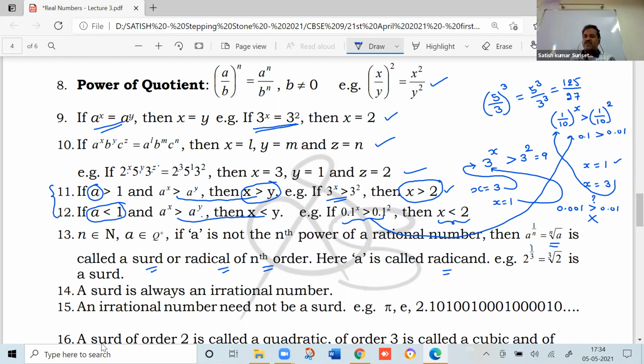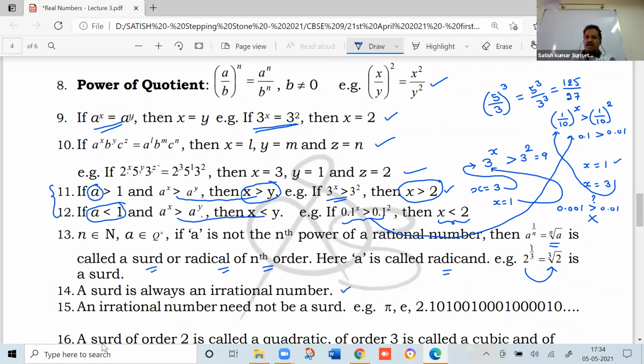Now, when I write 2 to the power of 1 by 3, I can write this in surd form. This is the exponent form and this is the surd form. So 2 to the power of 1 by 3 is the exponent form that we are writing in the surd form. That is cube root of 2. So you have to read this as cube root of 2. So it's a surd. Next. A surd is always an irrational number only.